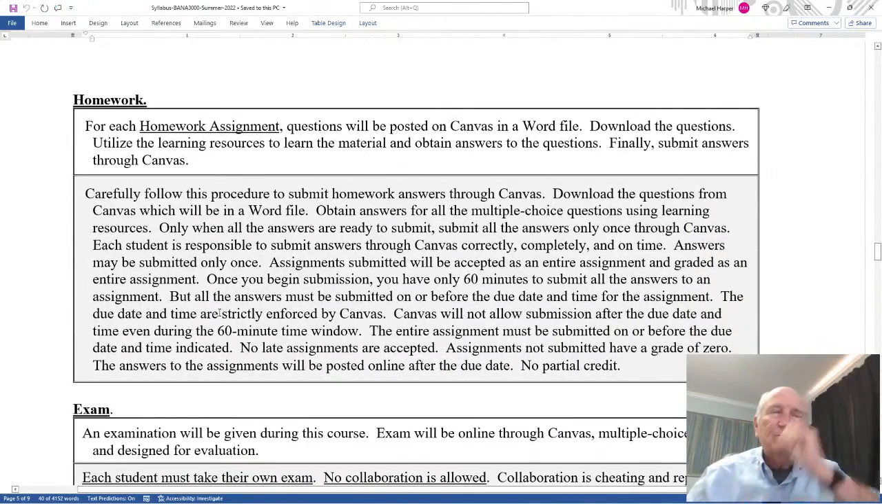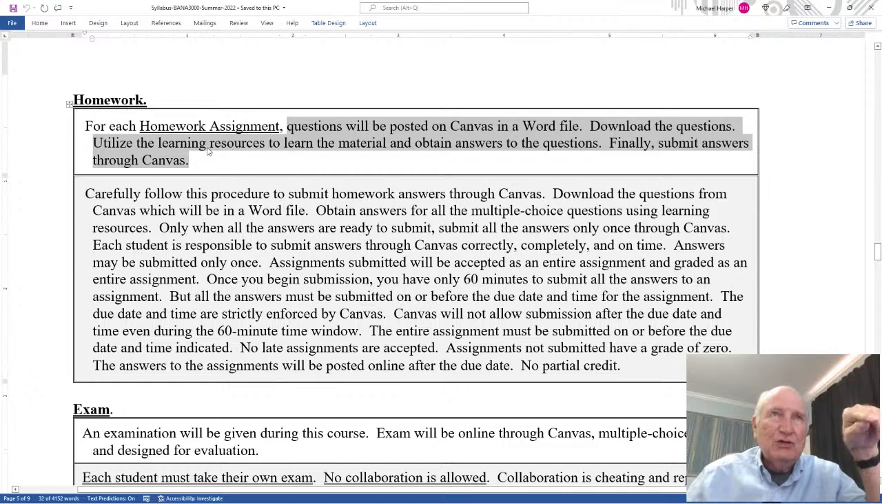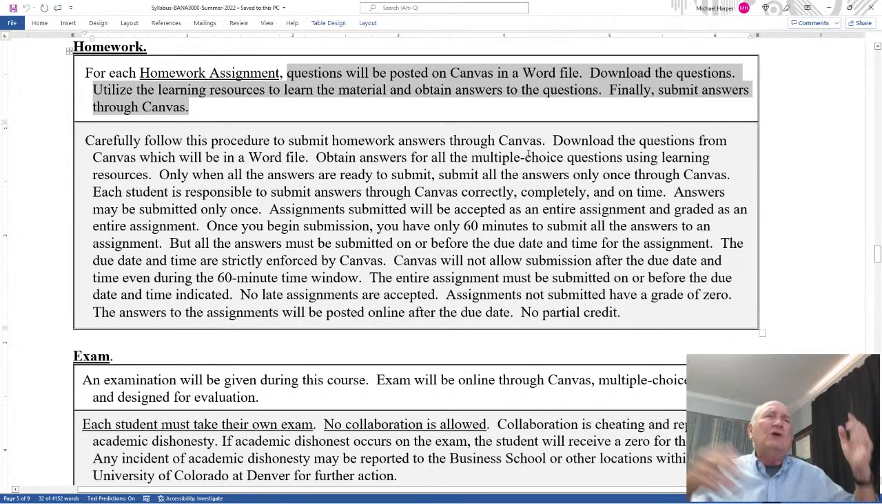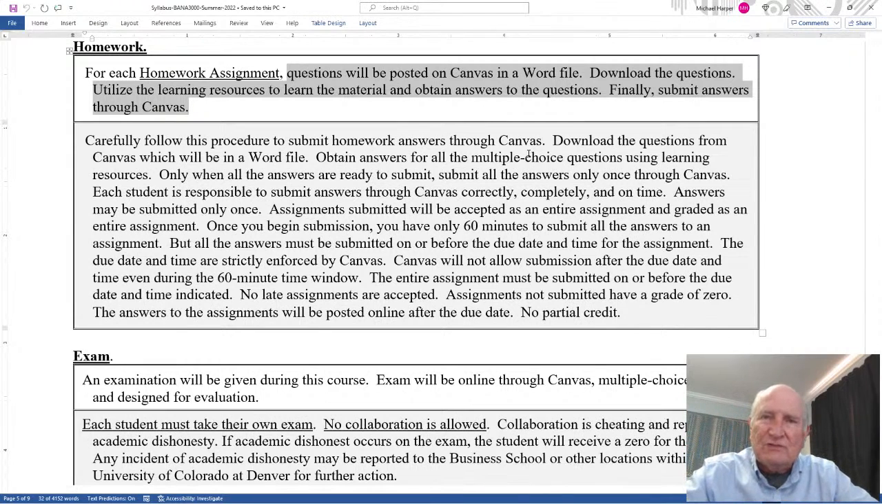The homework. Okay, the homework assignment questions will be posted in Canvas in a Word file. Download the questions, utilize the resources to learn the material, obtain answers, and then submit your answers through Canvas. Now that process is important. If you open it without getting the answers, you say, oh no, I opened it, oh no. If you don't submit all the answers right on time, you get one chance, you get a 0.